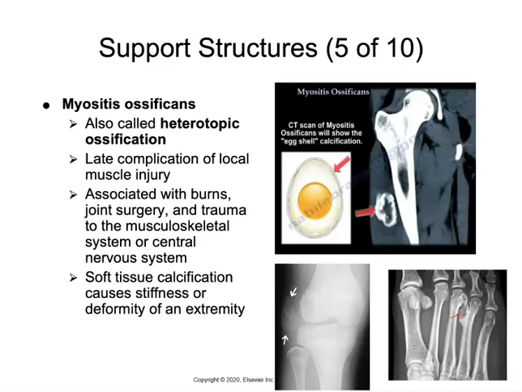So now we have an inappropriate differentiation of our fibroblasts, which we know are the principal cells of our connective tissue that are supposed to transform into our osteoblasts. And we tend to see this in injuries that are burns, or maybe someone has had joint surgery or has had trauma to the musculoskeletal system or CNS. And because we may be involving muscle or tendons, ligaments, or bones that are near the muscle, we can have some calcification take place that leads to stiffness or deformity of the extremity.